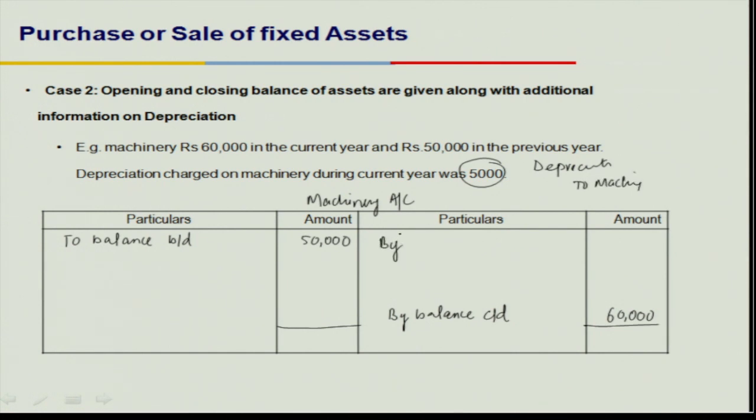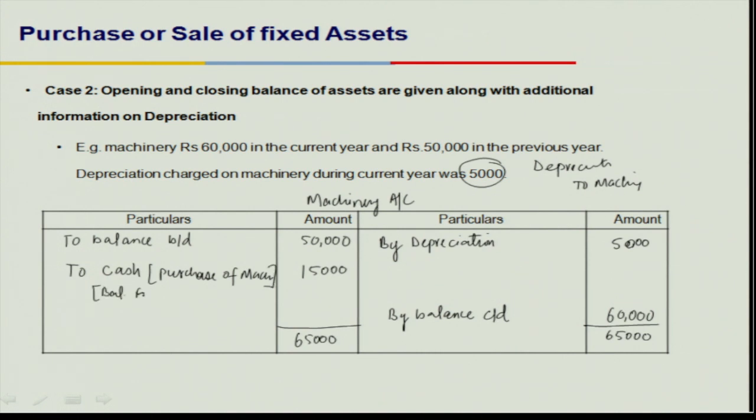which means we need to go to the credit side of machinery account and record the amount of depreciation equal to 5,000. After recording this, you have 65,000 on the credit side, which indicates there is a balancing figure of 15,000 on the debit side, which will indicate purchase of machinery.